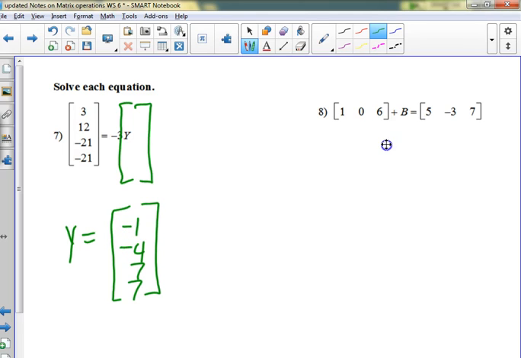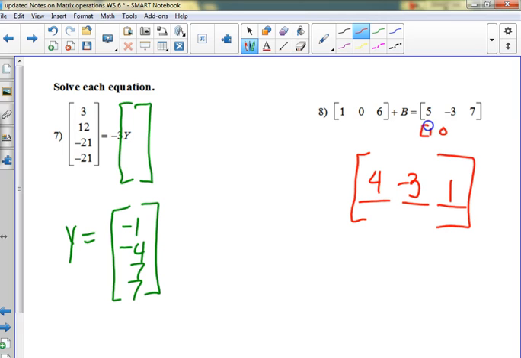Okay. This one, what would we need to do to figure out what matrix B looks like? And what size is it going to be? Yeah, same size. So 1 plus something became 5. 0 plus something became -3. And 6 plus something became 7. Or you could have written it over here and subtracted them all, right? Are we okay? I don't think I put one of those on the quiz. I should because it's easy.